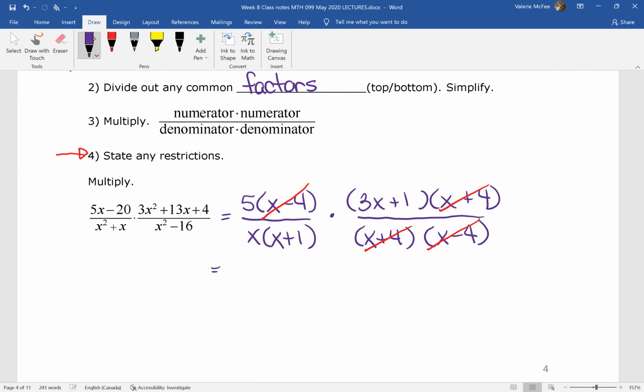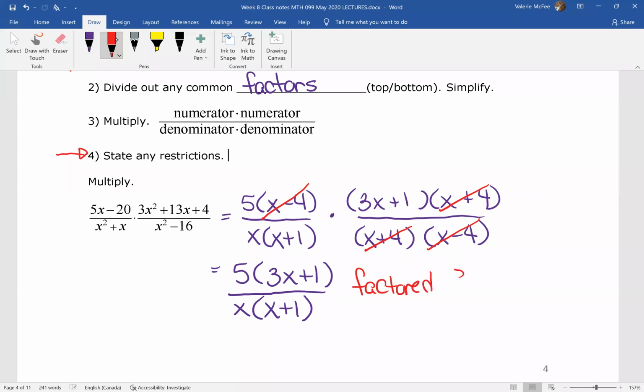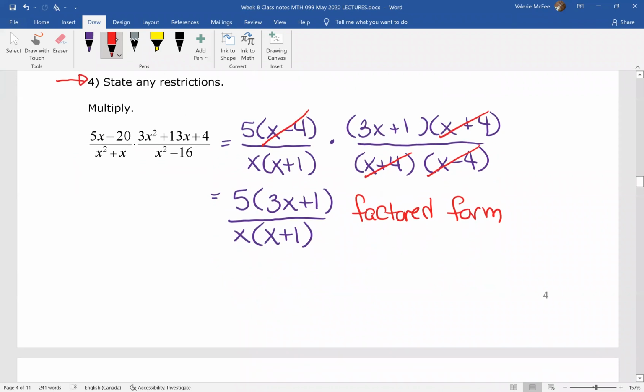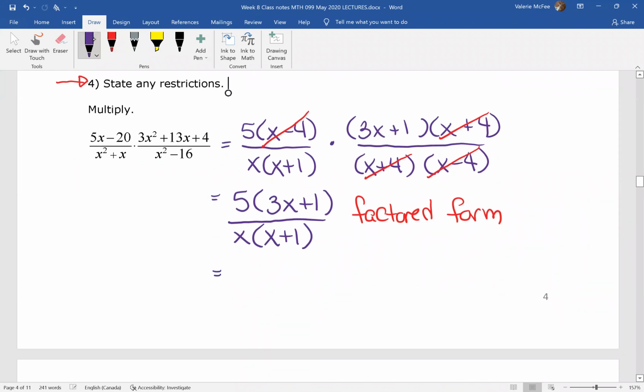So we're left with 5 times (3x plus 1) all over x times (x plus 1). And again, this is your answer in factored form. If Pearson asks for factored form, you leave it here. If Pearson does not ask for factored form, you need to open the brackets using the distributive property. Be careful about that.